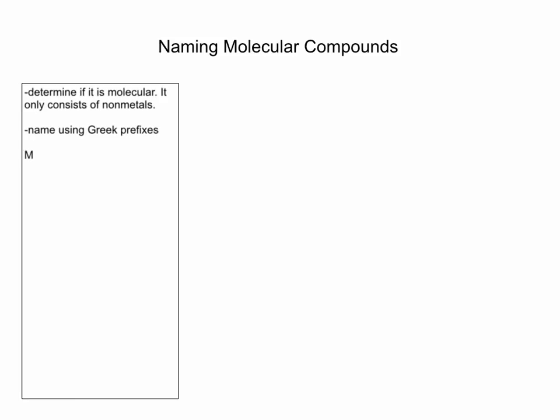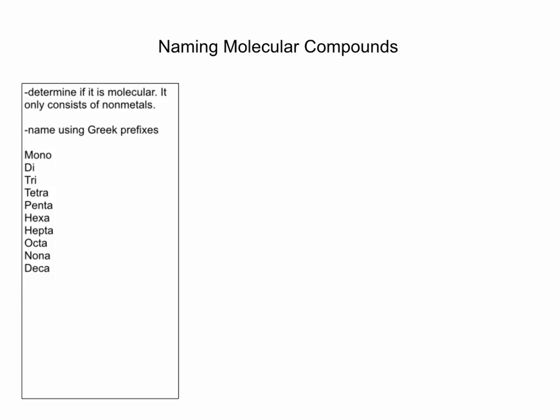And these prefixes are the following. So 1 is mono, 2 is di, 3 is tri, 4 is tetra, 5 is penta, 6 is hexa, 7 is hepta, 8 is octa, 9 is nona, and 10 is deca. And well, how do we use these prefixes? So let's look at an example.